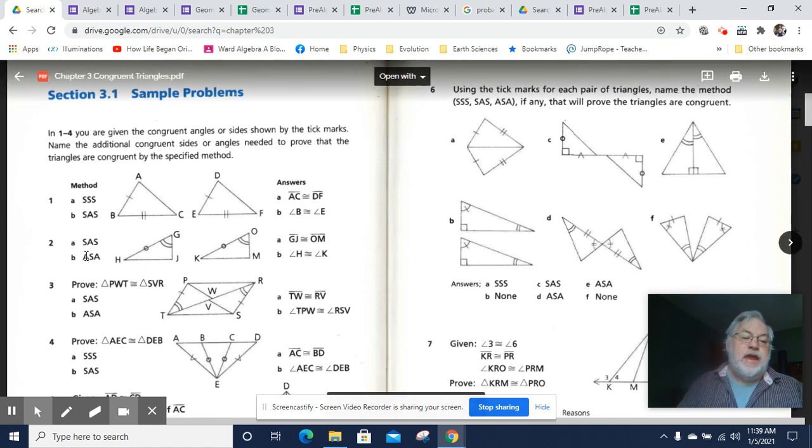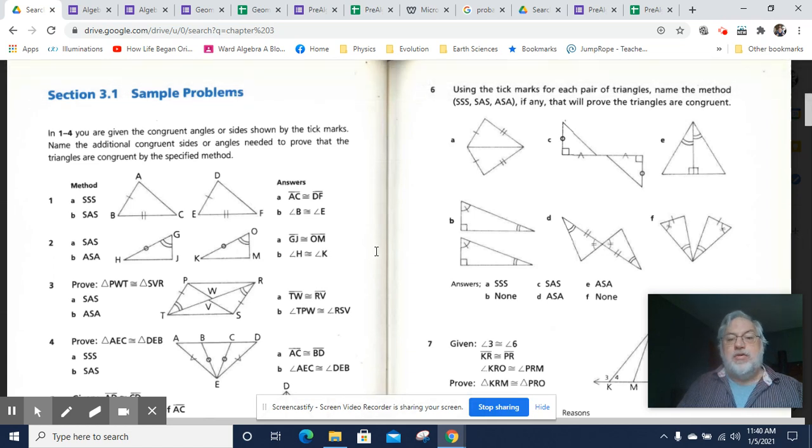If I wanted to prove angle, side, angle, then I'm going to need angle H and angle K, to prove that they're congruent, because then this side is the included side between H and G. So I need to prove angle H and angle K are congruent.